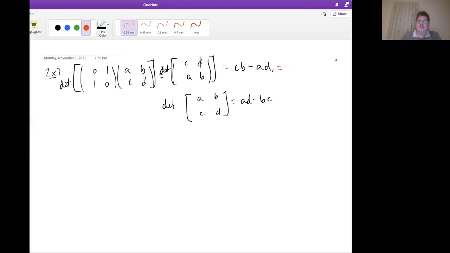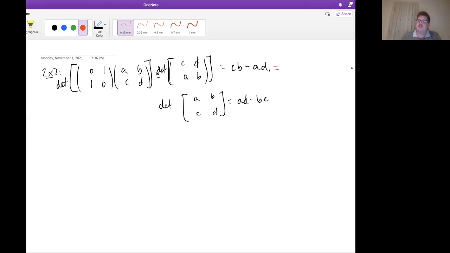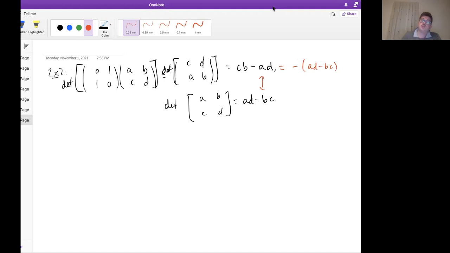So what is CB minus AD to AD minus BC? How do these two compare? Negative. So if you factor out a negative, you get negative AD minus BC. So this works for 2x2s, and you can do the same for 3x3s. If you row swap a matrix, the determinant gets negated.